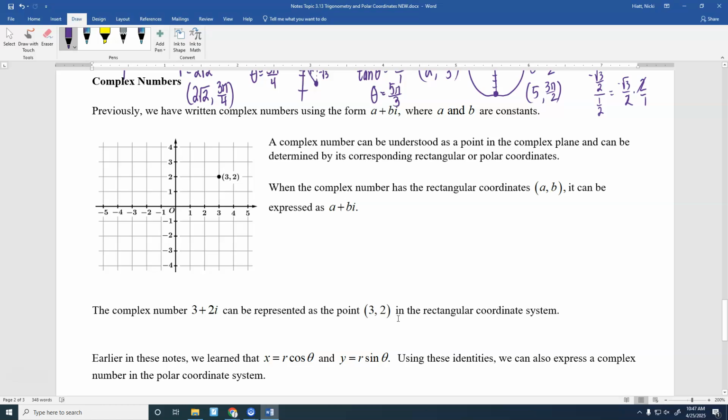So what is happening there is what we normally think of as our x-axis, our horizontal axis, is your real number axis. So that 3 right there is the real number. And then this is your imaginary axis. So the 2 right there gets graphed on your imaginary axis.